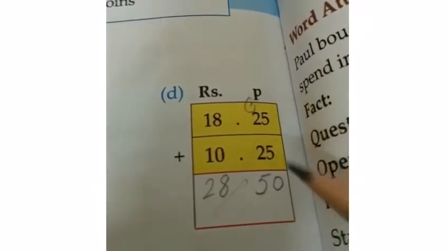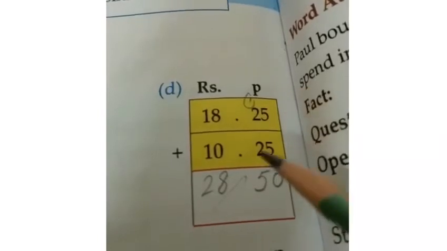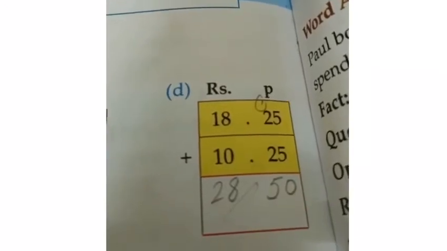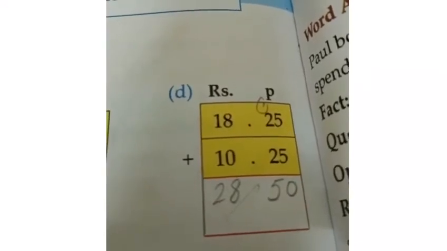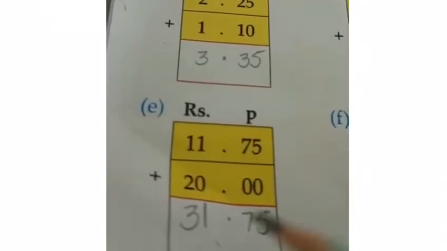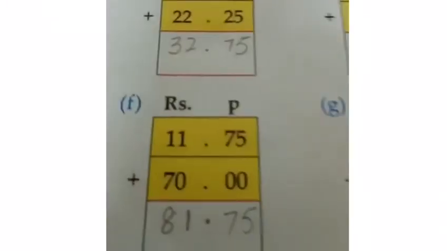D part, 18 rupees and 25 paisas and 10 rupees and 25 paisas. 5 plus 5 will be 10, 0, 1 carry, 2 plus 2 will be 4, plus 1 carry 5, 8 plus 0 will be 8 and 1 plus 1 will be 2, 28.50. Next, 11 rupees and 75 paisas and 20 rupees, this question you can solve by yourself.